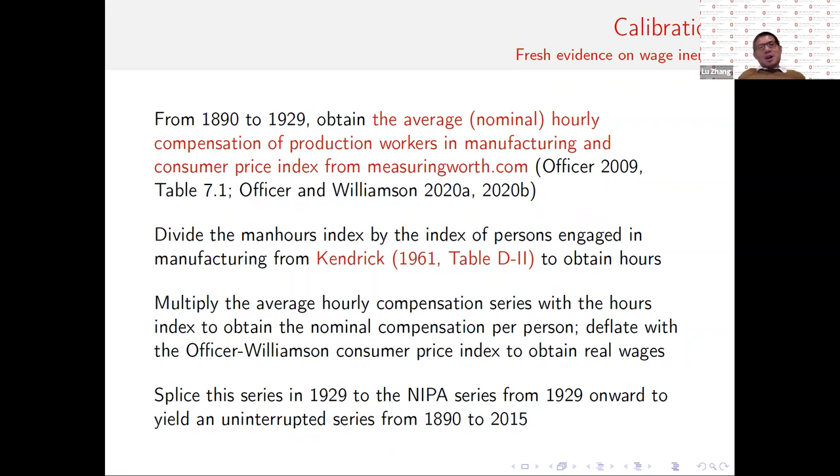So I spent over $200 buying their book, Officer 2009. And it's a very thin book, 170 pages long, so it cost more than $200. So they do important work, but it looks like the market is small, so you have to pay more. And I was happy to do that anyway.